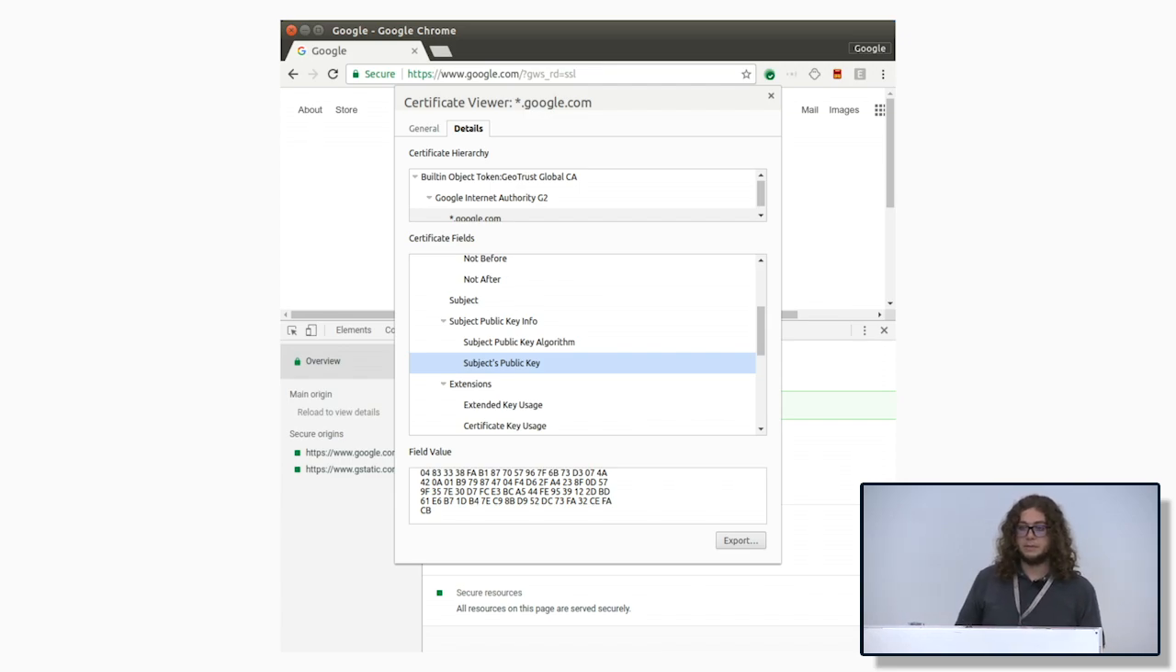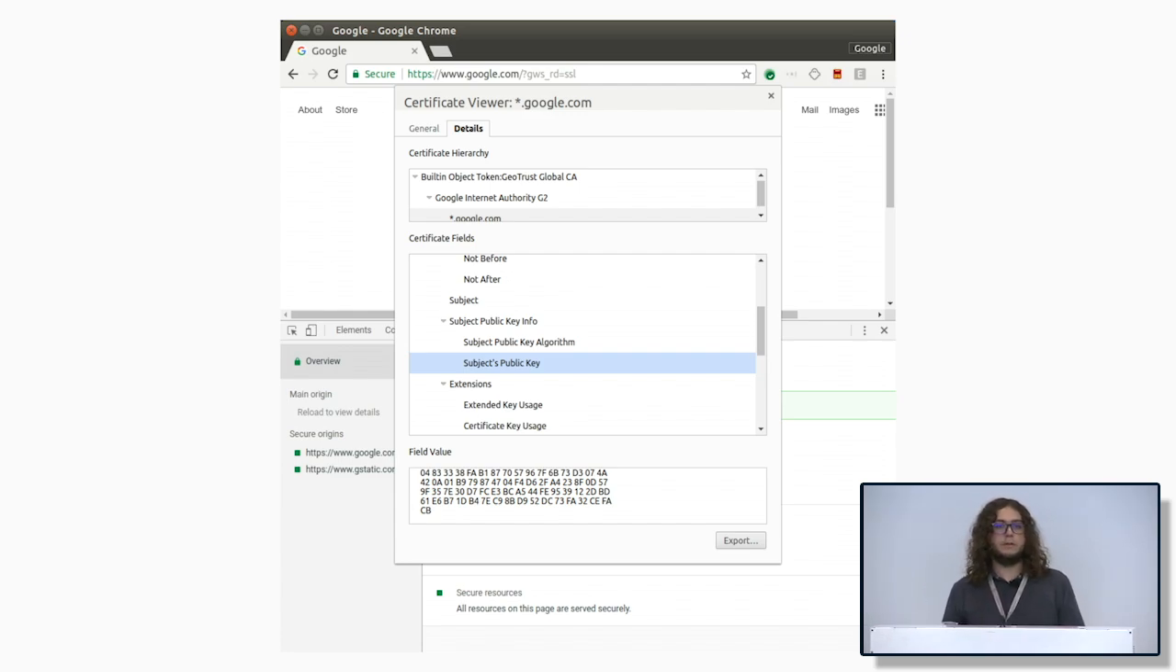So the chain of trust is you trust your operating system certificate store, because you have to, because that's where the trust starts. Your operating system vendor trusts the operators of GeoTrust to issue certificates for any site on the internet. That's why they include it. The operators of GeoTrust themselves trust the operators of Google Internet Authority to issue certificates for any site on the internet. And finally, the operators of Google Internet Authority trust the operators of anything.google.com.